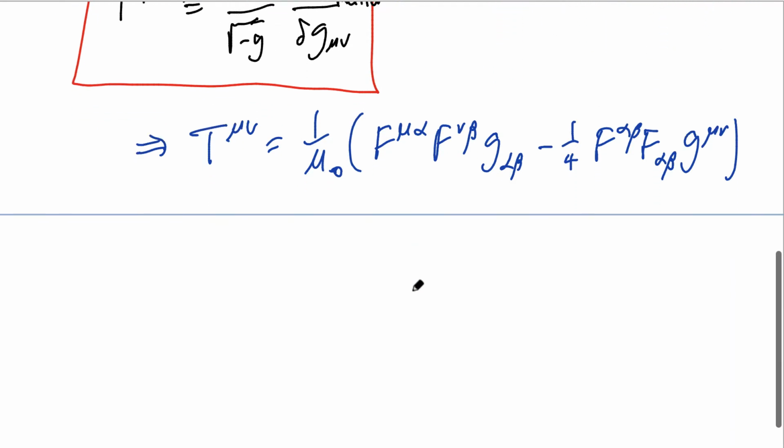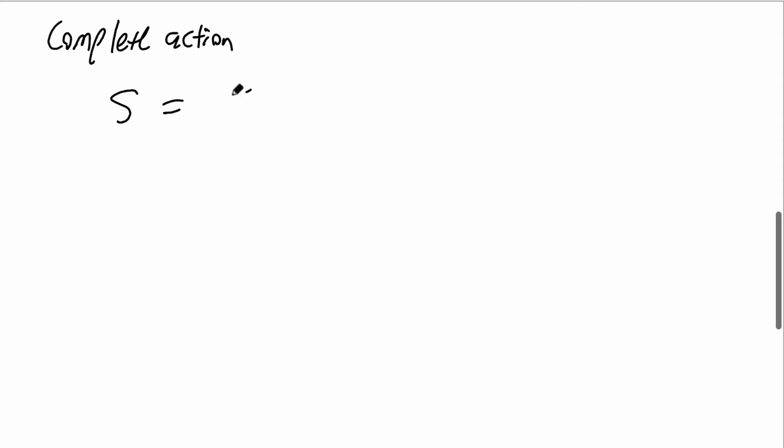Now the complete action is the action for the gravitational field. It's called the Einstein Hilbert action, so let me put a little subscript EH, plus the action for the matter fields. So EH stands for Einstein Hilbert.